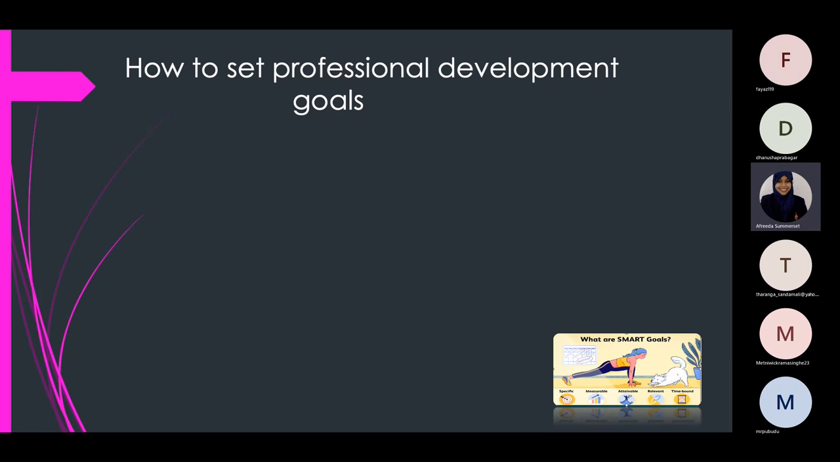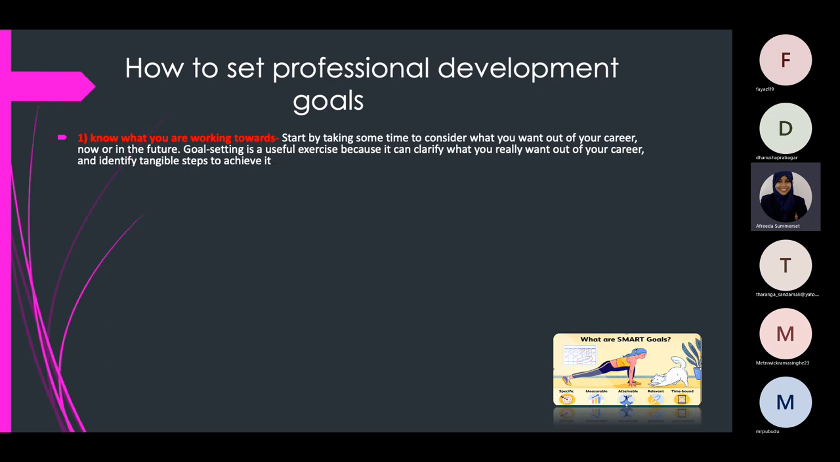And the next one is how we set professional development goals. Like I said before, if you want to develop a professional development goal, the first thing is you need to understand what you are working towards. For example, if Taranga says her goal is to open another branch of her daycare outside Colombo, she needs to be very specific. That is her goal, right? Or if Metni says that she wants to get into university after her advanced level, she has a specific goal.